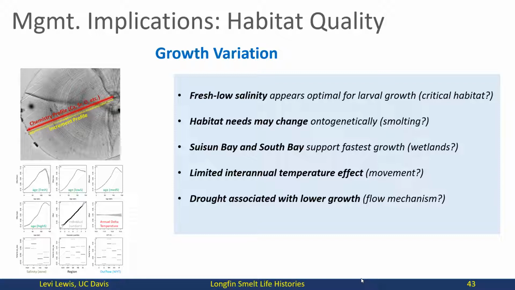And we didn't see much of an interannual temperature effect. I really want to explore that more before I make any kind of conclusions about that, but it could be, again, related to their ability to migrate out of the delta when it's inhospitable. And then last, drought was associated with lower growth. So reduced growth during drought conditions might be one of the mechanisms leading to the positive flow recruitment relationship.